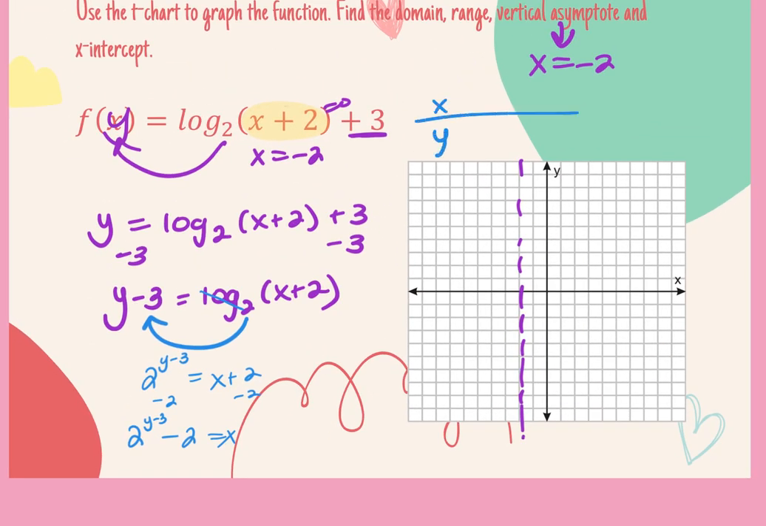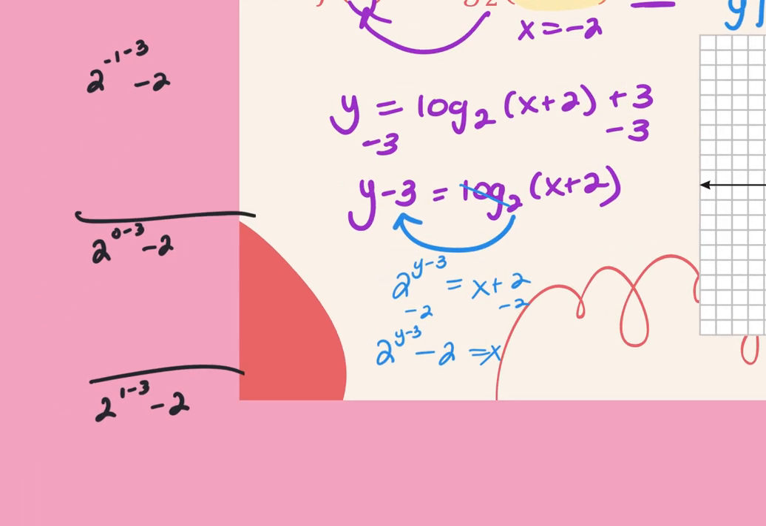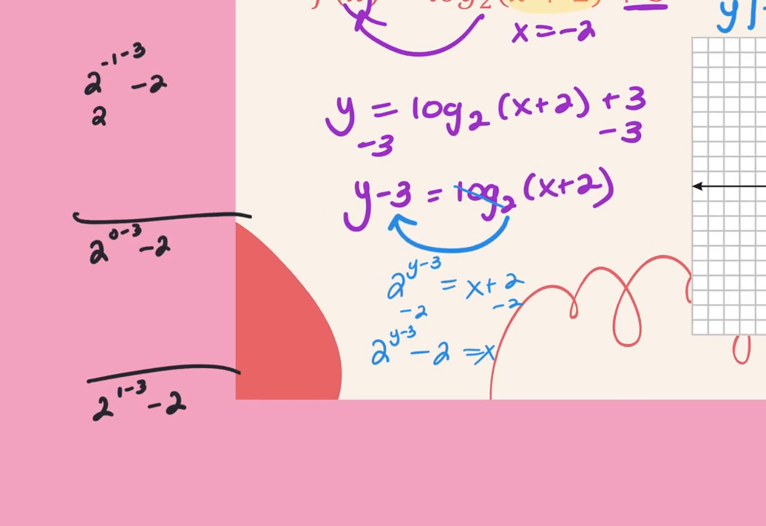Because it's a log, again, we plug into the y. So one at a time, I'll plug those in. I'd get 2 to the (-1 minus 3) minus 2, 2 to the (0 minus 3) minus 2, and 2 to the (1 minus 3) minus 2. So -1 minus 3 is 2 to the -4th, minus 2. And 2 to the -4th is 1/16. Minus 2 is -1 and 15/16.